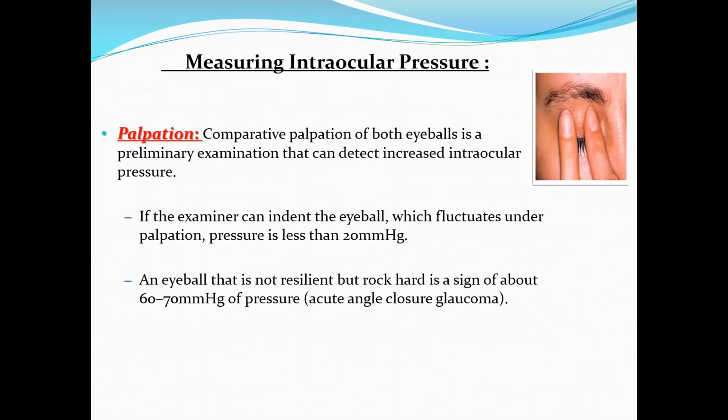Measuring of intraocular pressure: first, palpation. Palpation is comparative palpation of both eyeballs. It is a preliminary examination that can detect increased or decreased intraocular pressure. If the examiner can indent the eyeball, which fluctuates under palpation, pressure is less than 20 millimeters of mercury. An eyeball that is not resilient but rock hard is a sign of very high pressure. It may be seen in acute angle-closure glaucoma.